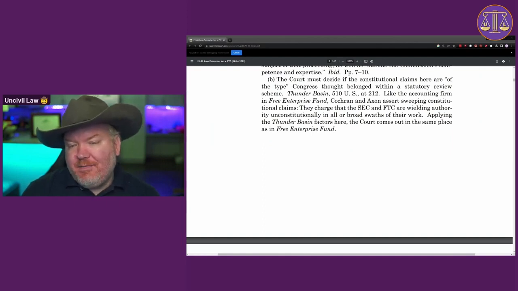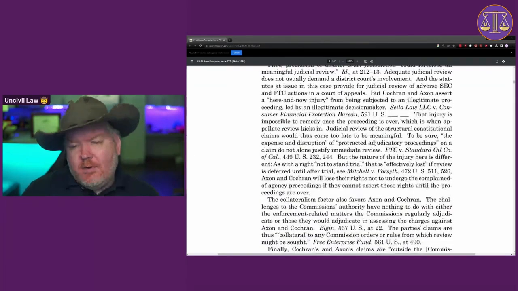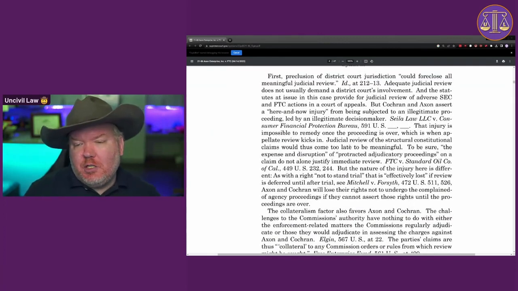They assert the SEC and FTC are wielding authority that's unconstitutional. And thus the court comes out in the case that says this issue should be resolved by the courts in the first instance. First, preclusion of district court jurisdiction could foreclose all meaningful review. Adequate judicial review does not normally demand district court involvement. The statutes at issue in this case provide for judicial review of adverse action.